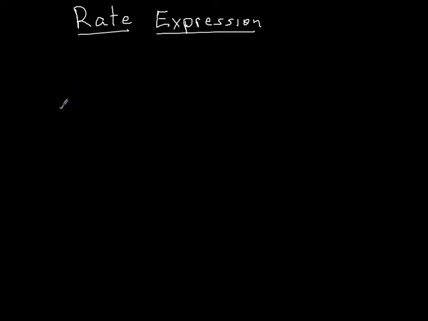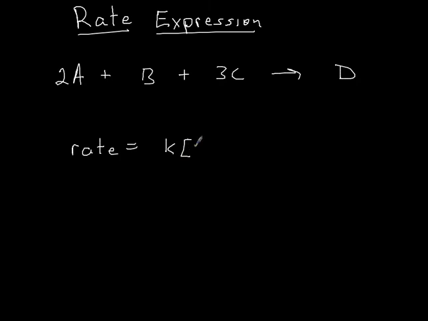Okay, so let's look at rate expression. And so first let's just get a little generic chemical equation. So let's say that 2A plus B plus 3C makes some product over here, D. Doesn't really matter what it is. Let's write a rate expression for this particular reaction. And so rate is equal to K times the concentration of A raised to the X, times the concentration of B raised to the Y, and the concentration of C raised to the Z.